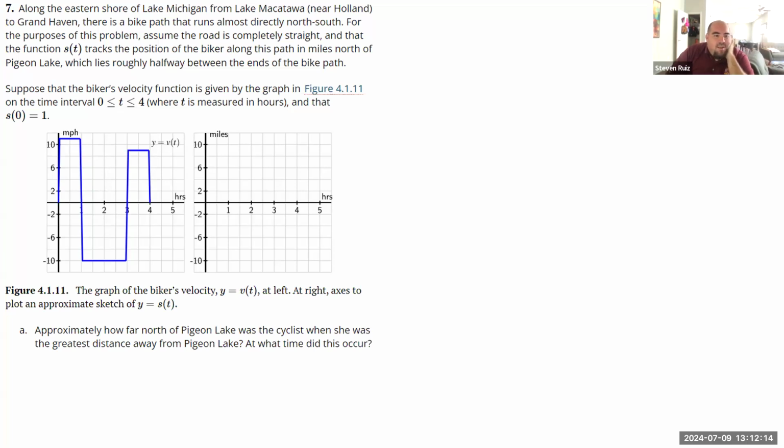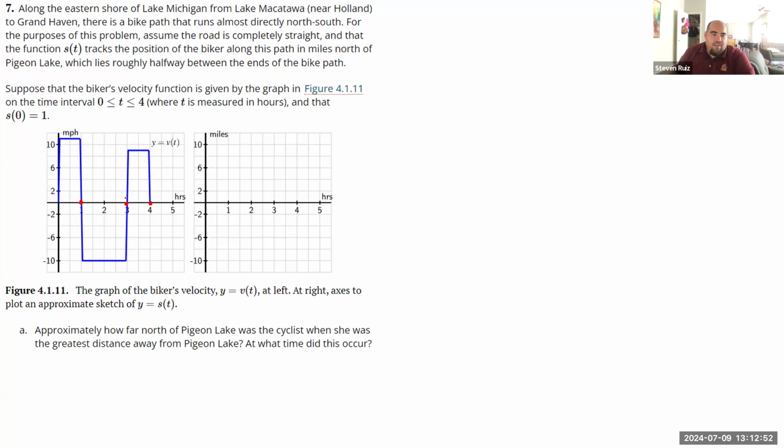So where is this greatest distance going to happen? I think it's going to happen at any of the points where she changes directions. So I think I have 3 candidates here over the first 4 hours. So where does she change directions? She's going to change directions basically wherever the velocity goes from negative to positive or vice versa. So here, here. So at 1 hour, 3 hours, and 4 hours.